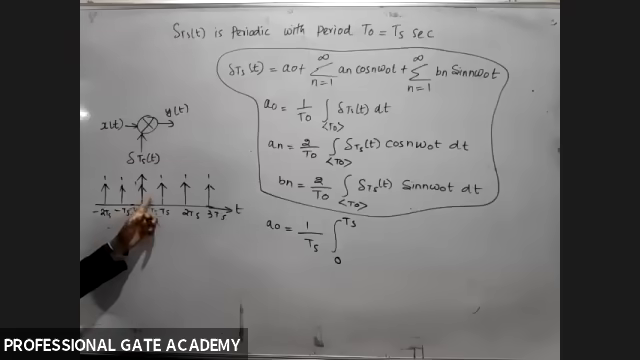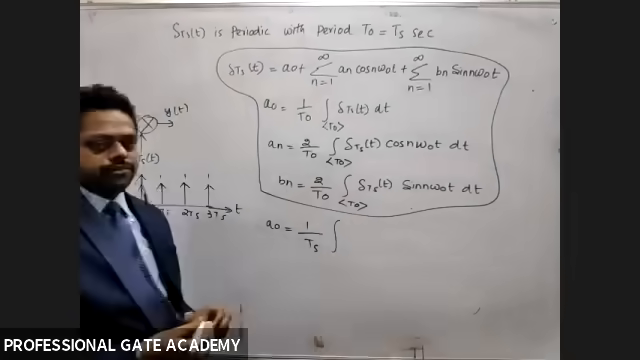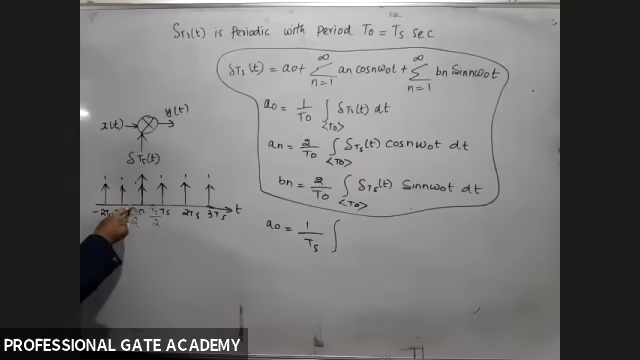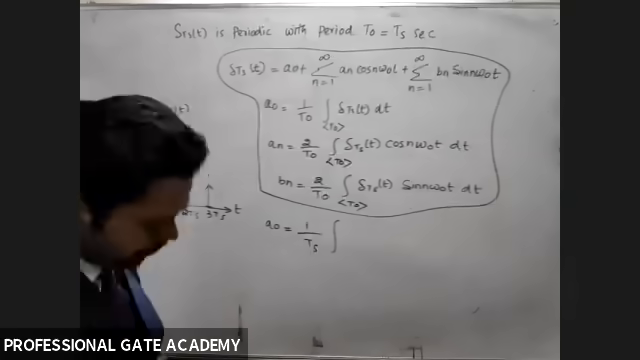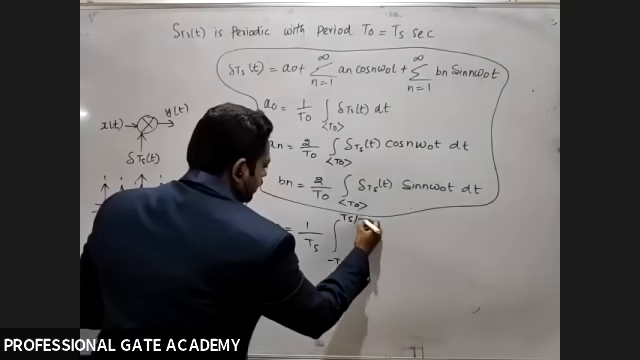Is it even or odd? Look at the diagram. Is it even or odd? Even. So this is even, so symmetry. So the limit will also be symmetric. So this is even symmetry, so the limit also is symmetric. So you have to take from minus Ts by 2 to Ts by 2. That is important.